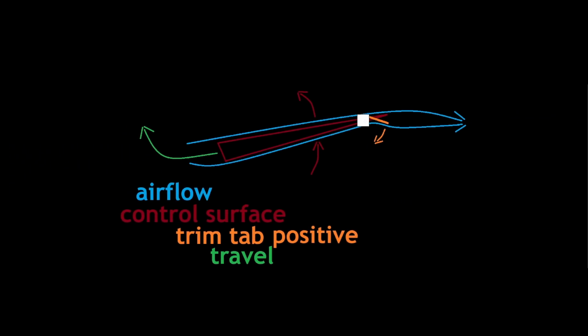You bring your elevator trim down into a positive position. Down being positive is counterintuitive, but flow with me on this. You bring your trim tab into a positive position downwards, which causes your elevator to deflect upwards, which causes your aircraft to enter a climb, as that flow of air has to now encounter this obstacle and push on the elevator to get around it.